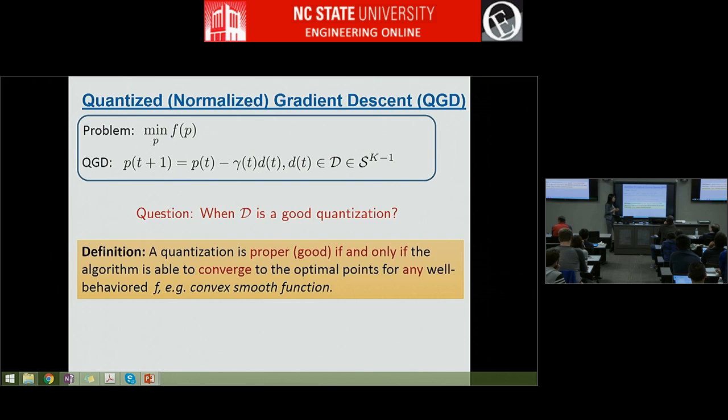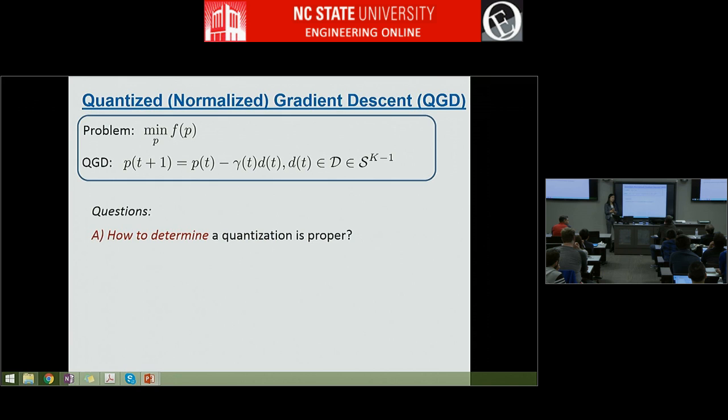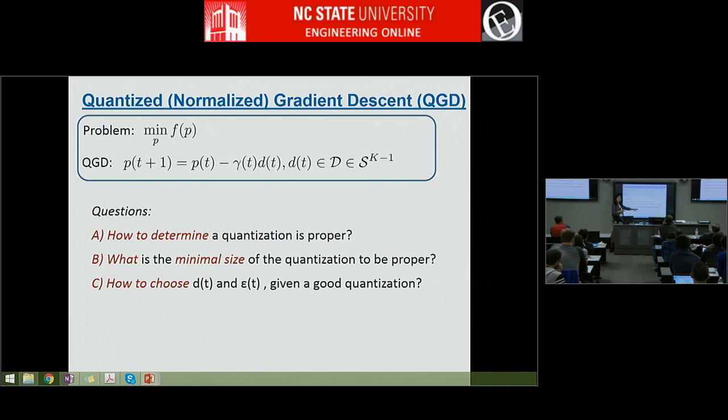Second, how are we going to determine whether a quantization is good? What's the minimal size? I have one objective, I want to know the limit I can achieve. So what's the minimal size of the quantization? That tells us the minimal communication we really need in the system. And the other question is, now that I have the quantization, how am I going to design the algorithm? How to choose the quantization and how to choose the step size? Actually, this is a gamma t, not the epsilon t, sorry.